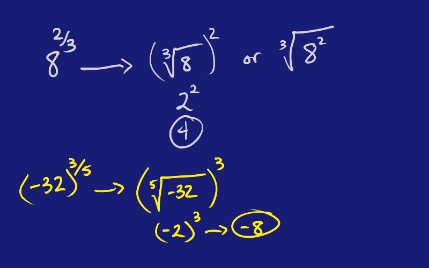And so that's how you evaluate when an exponent has a fraction in it. It turns into a radical, an nth root, and then we can simplify by breaking it down and get it done that way.